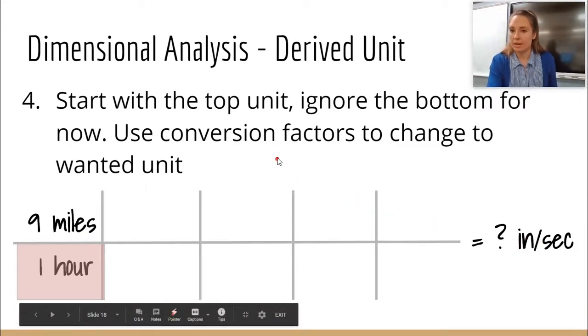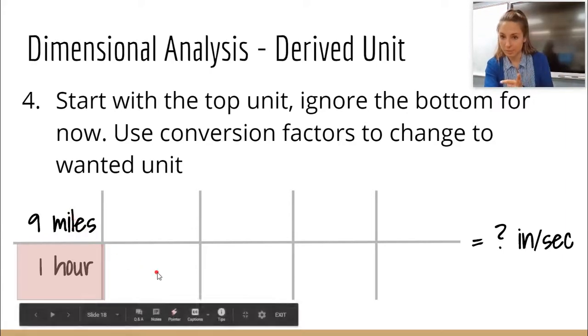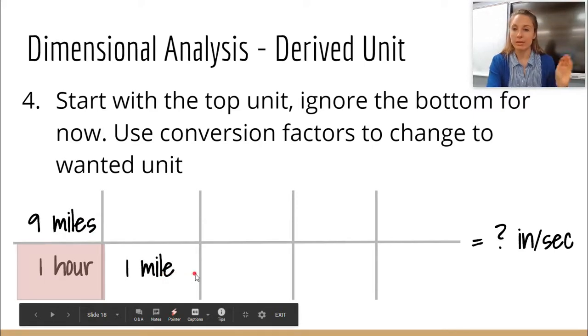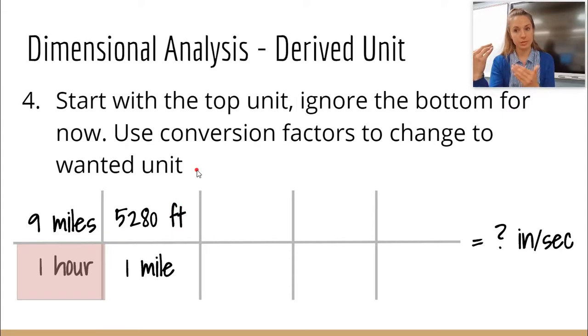So if we know that 1 mile is equal to 5,280 feet, I know it sounds weird, but that's just how I say it. Since we have miles in the upper left-hand box, we are going to put the mile portion of that conversion factor, which was 1 mile, diagonal from it so that the miles will cancel out. So we're going to put the 1 mile diagonal because we want these to cancel out. And then I'll put the other part of the conversion factor, which was the 5,280 feet, on top.